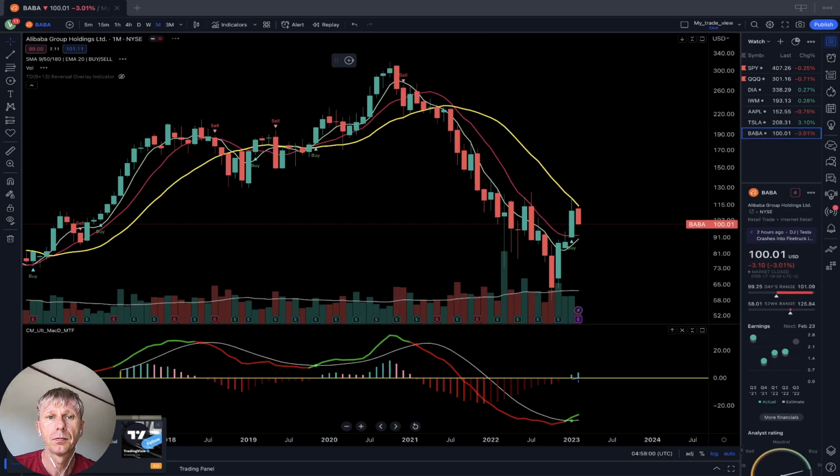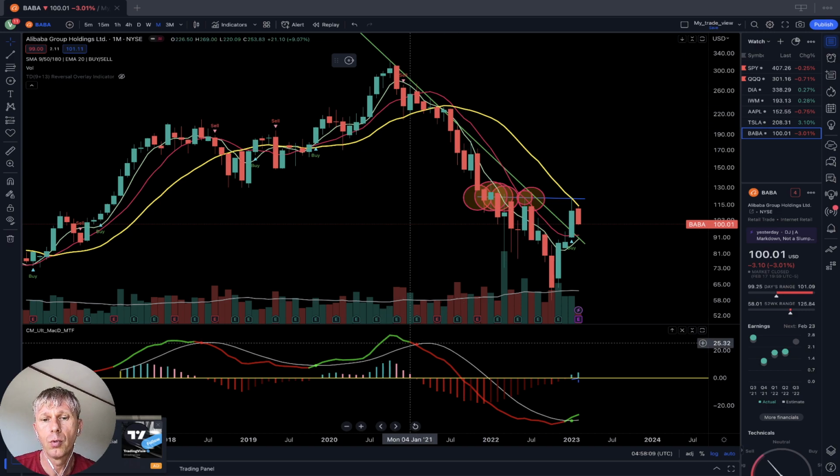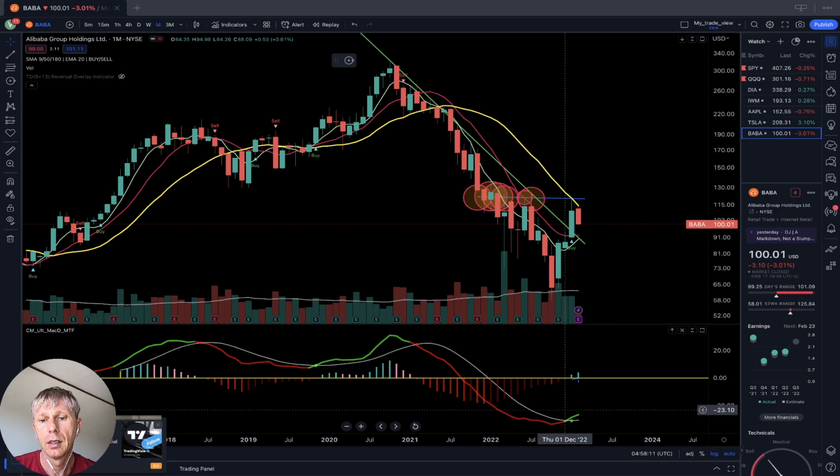Let's move to BABA. Alibaba Group on a monthly time frame. Huge sell-off. It's in a bearish trend, right? It was in a bearish trend since January 2021, but recently in December 2022 it came to bullish. It changed. MACD did bullish crossover. Buy signal on the script.